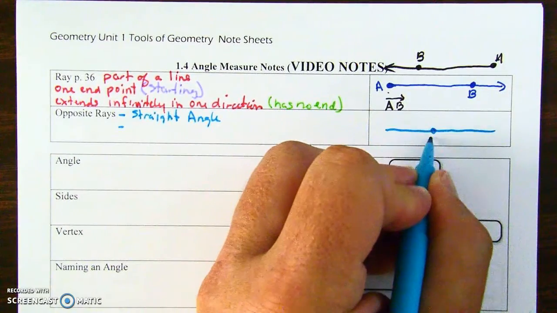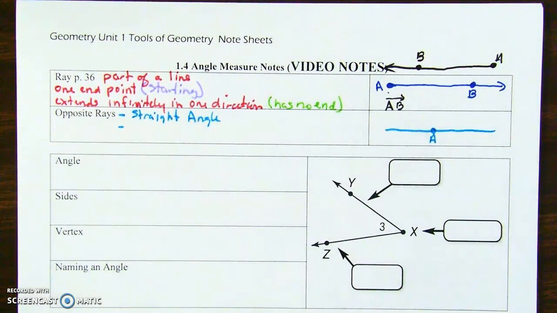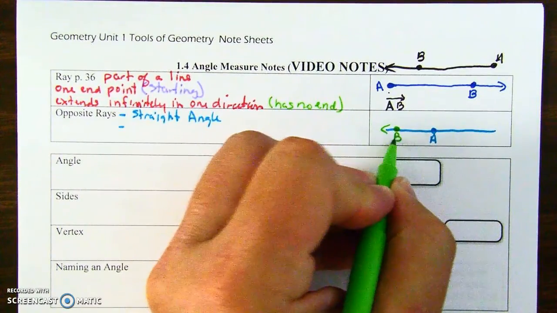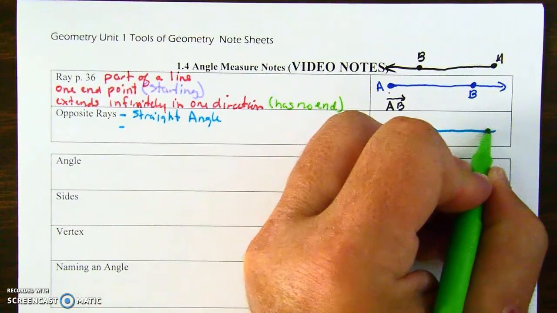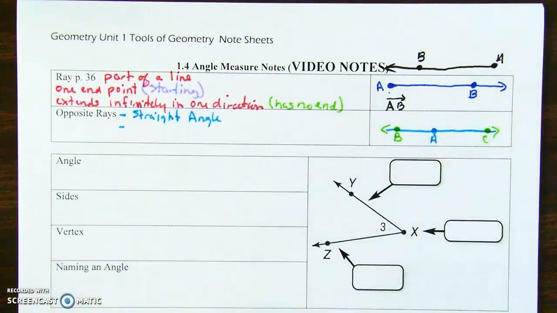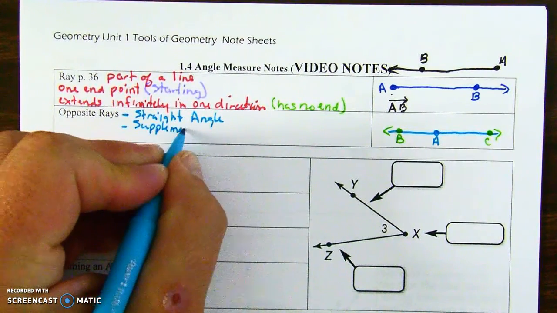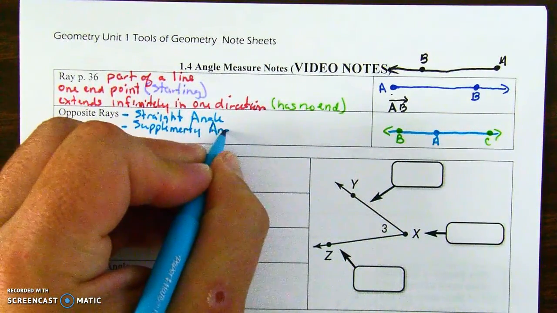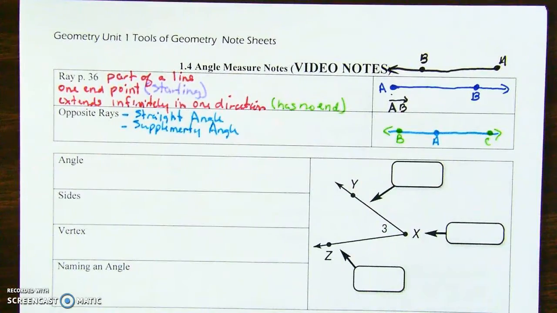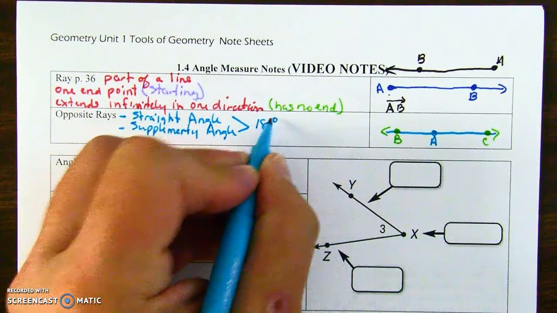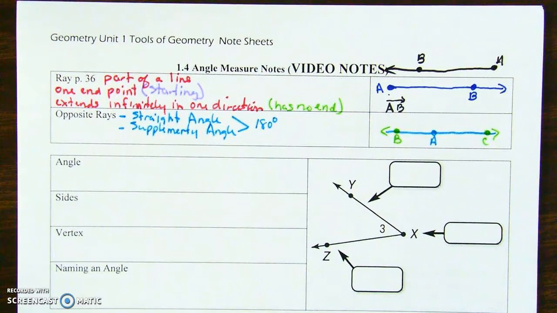So I'm going to draw a picture. And we have a point here in the middle. We'll call this A. Okay. And then we'll have another line going this way. We'll call this B. And we'll call this one C. So basically what it means is we have rays going in opposite directions, which is a straight angle. Or, I remember the word now, it's called a supplementary angle. Now both of these always equal a total of 180 degrees together, so it's a straight line.